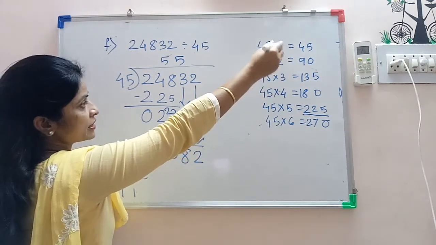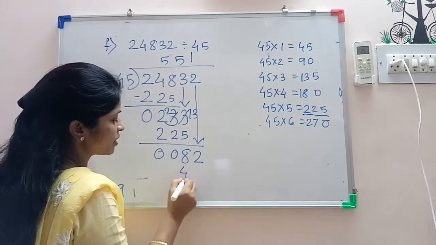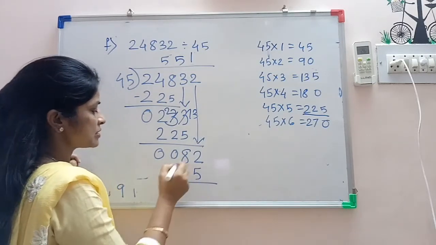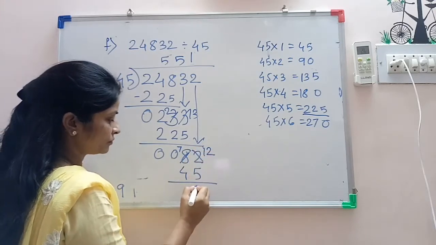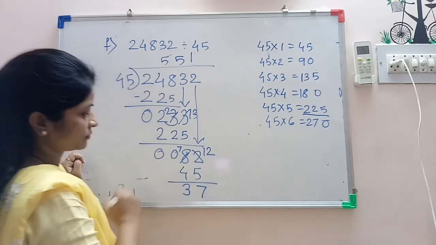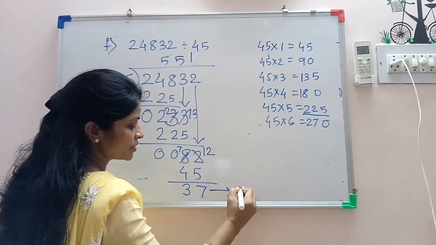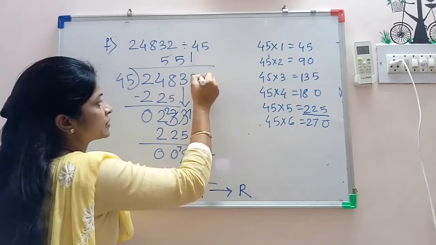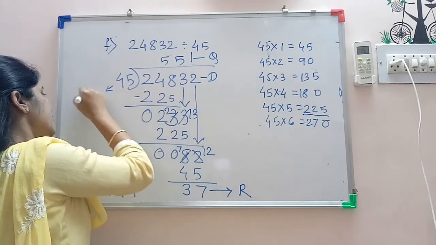Now is 82 there in the table? Not there. Smaller than that is 45. Now 45 1s are 45. Now we will subtract this. This becomes 7 and this becomes 12. Now here the remainder is 37. This is the dividend, this is the quotient and this is the divisor.